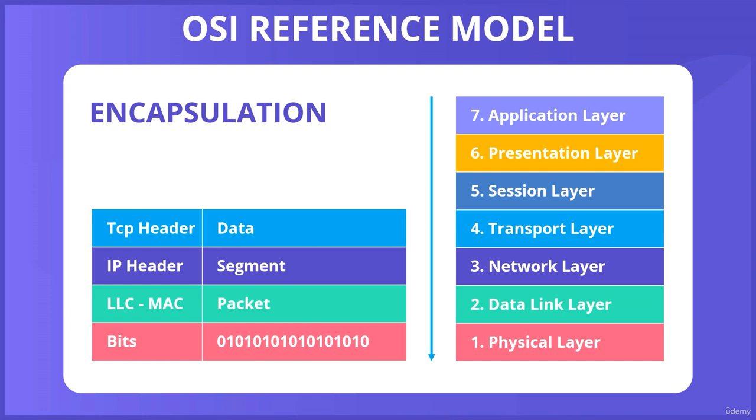PDUs are called segment at the transport layer, packet at the network layer, and frame at the data link layer. Finally, the data is converted into bits in the form of zeros and ones to be transmitted in the physical medium. Layers communicate only with the same layer on the receiving device.